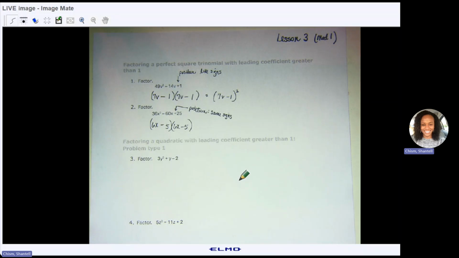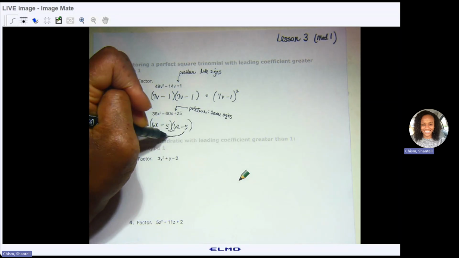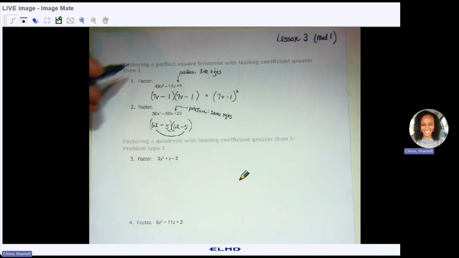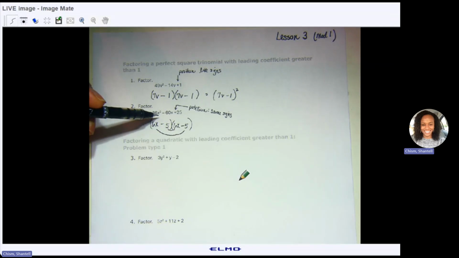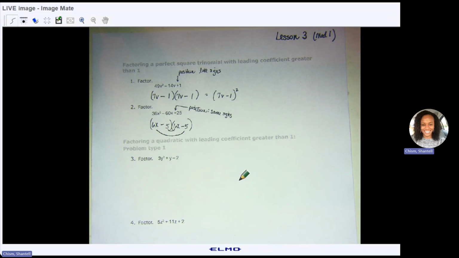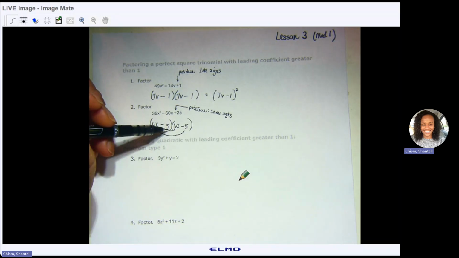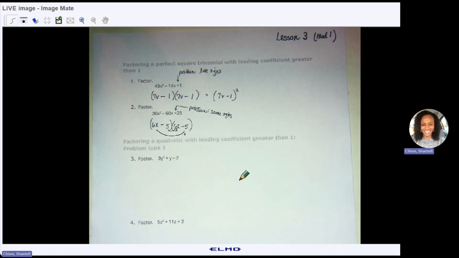And let me just verify this. You verify that you got the right factorization by checking the inner and outer products. Together, the inner and outer products should give you that middle term. You already know the first times the first gives you the 36x squared because you factored that, and the last times the last gives you the 25. To ensure that it's correct, you check the inner and outer products, and those two added together are supposed to give you that middle term, that B term.